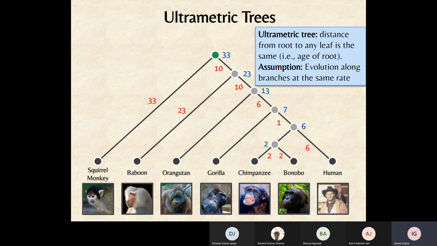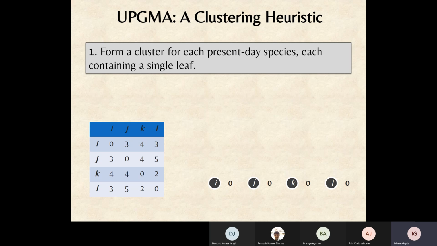So that was a very complicated explanation of what these things are, but they are much easier to make. And I'll show you how one actually makes these ultrametric trees. The method that you use to make ultrametric trees is called UPGMA, which is essentially, I forgot the full form. Just give me a second.